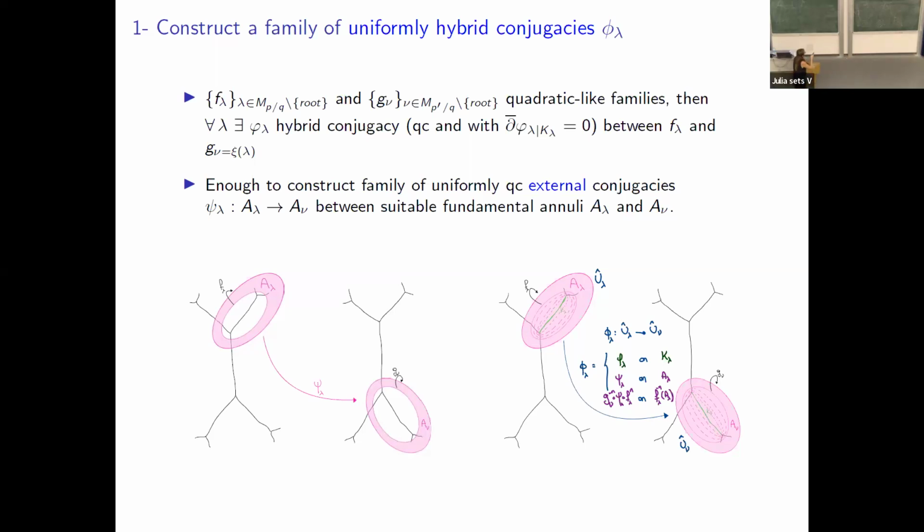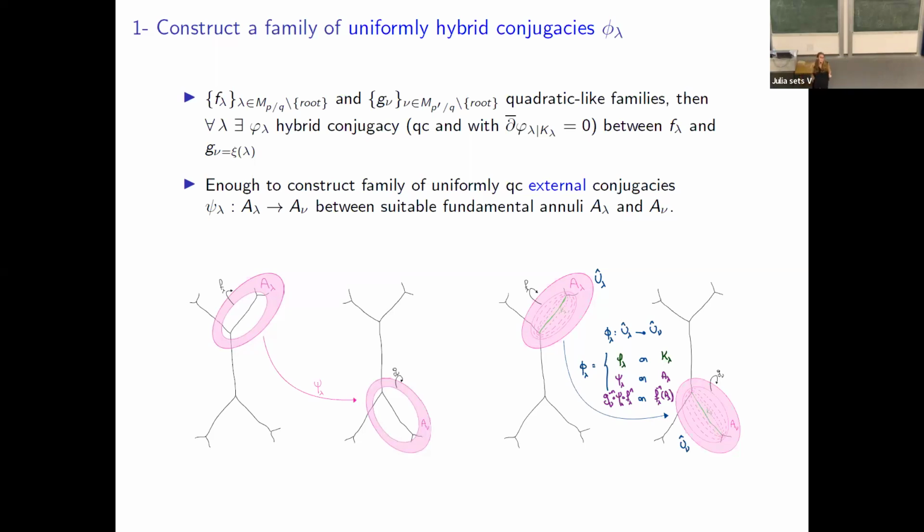So if this is my field Julia set, this is my polynomial-like map, I can get an annulus, call it A lambda, about my field Julia set, a fundamental annulus. So F sends the inner boundary to the outside boundary. The same for G. And I want a family C lambda of uniformly quasi-conformal maps between fundamental annuli that surround my field Julia set. Because of Riemann lemma, basically.